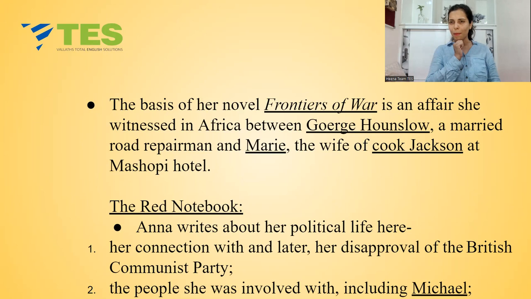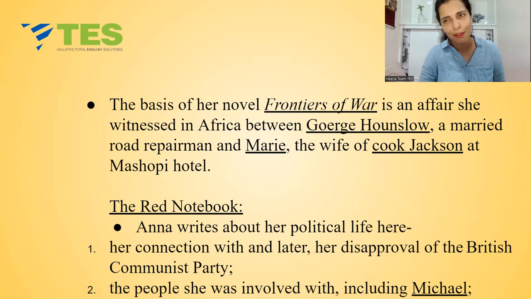Remember, what does it talk about? Anna's political life, which means now we will listen about the Communist Party, Russia somewhere, you'll know. Let me read it. Anna writes about her political life in the Red Notebook. What all? First, her connection with and later her disapproval of the British Communist Party. Second, the people she was involved with during this time, especially Michael, whom she loved.